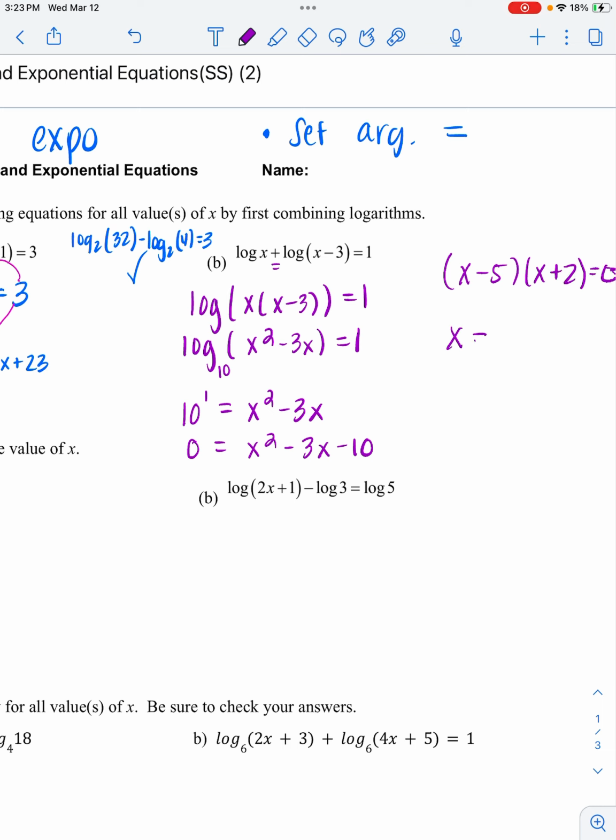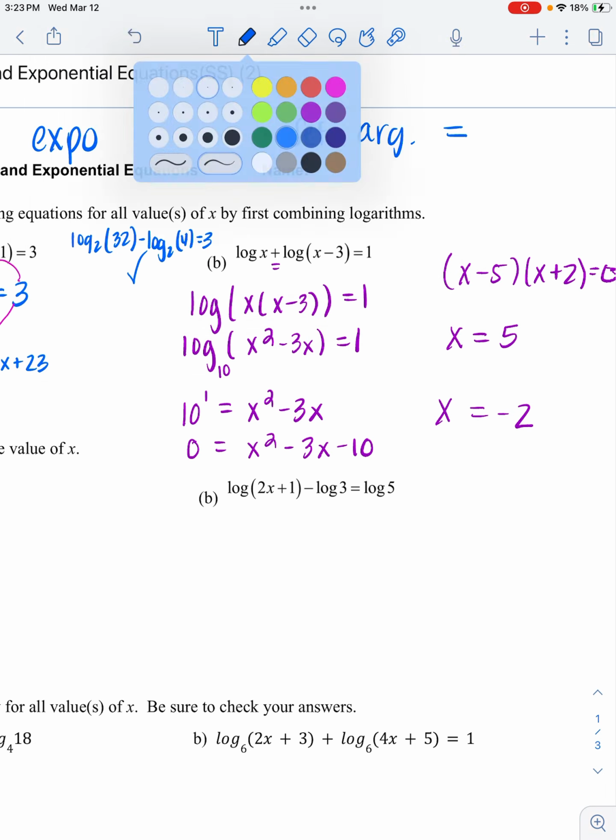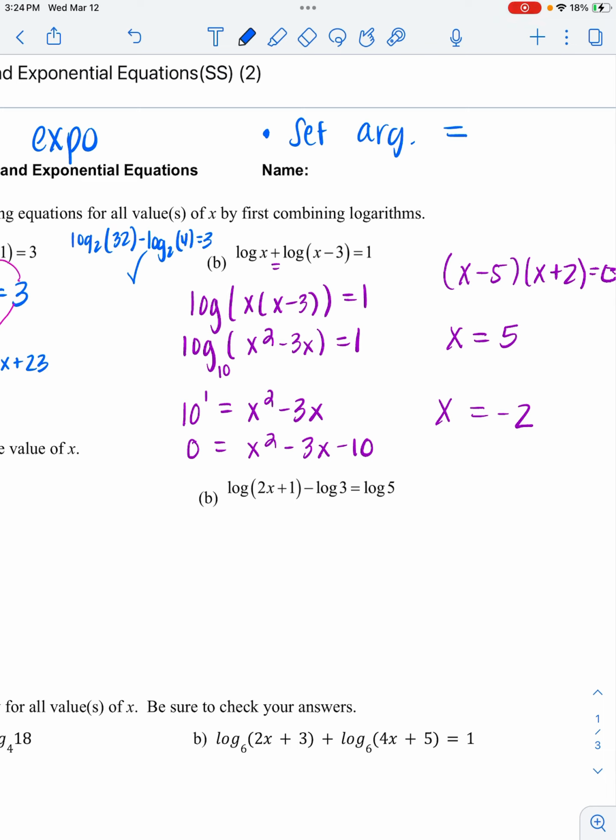And when I solve it, I get x to equal positive 5 and x to equal negative 2. Okay? Now, this is something that hasn't come up yet, but I'm going to check it. When I do log of 5 plus log of 5 minus 3 of 2, is that equal to 1? Yes.